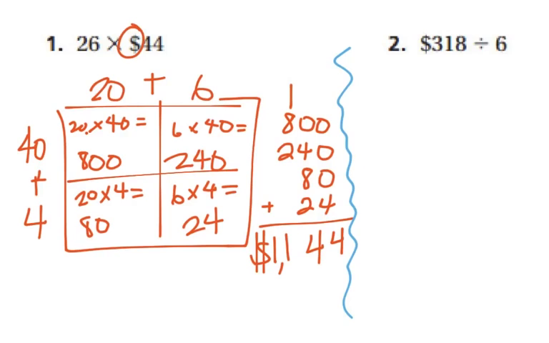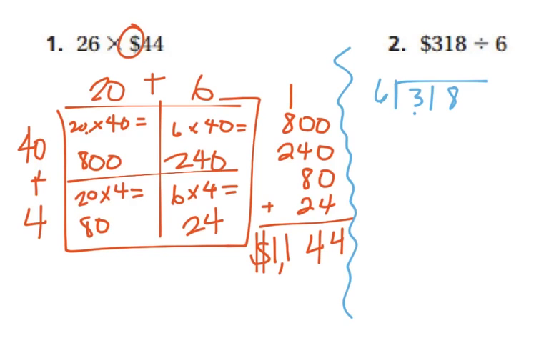Otherwise, we're going to now move on to this division problem. So I'm dividing $318 into 6. Seeing how many times 6 goes into $318. So I'm going to set this up like a regular division problem. I'm seeing how many times 6 goes into 318.